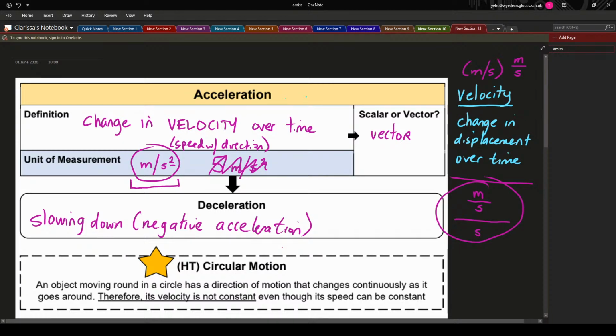Here's how this is relevant to, say, a question, and an area where you might get a bit confused. So say a question says, calculate the deceleration of this car. This car slowed down from 20 meters per second to 2 meters per second. Calculate its deceleration.